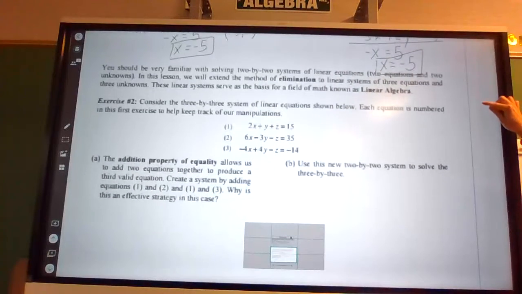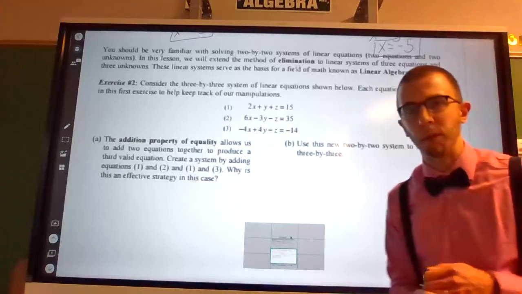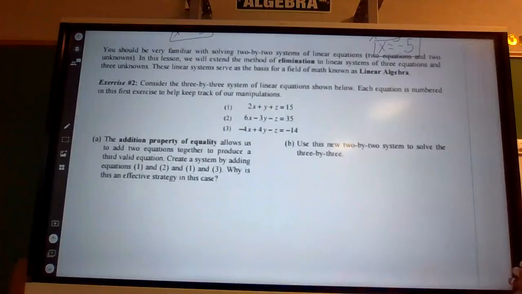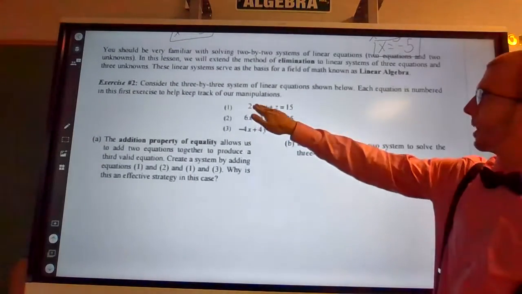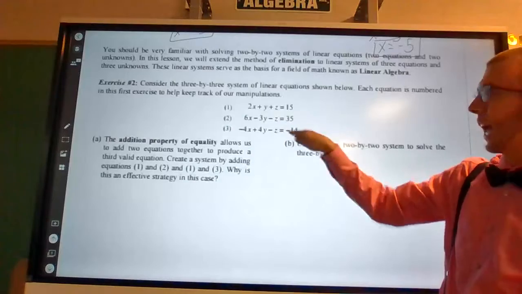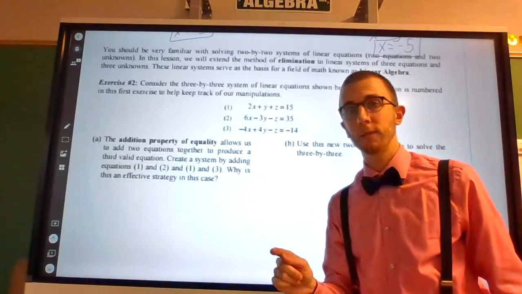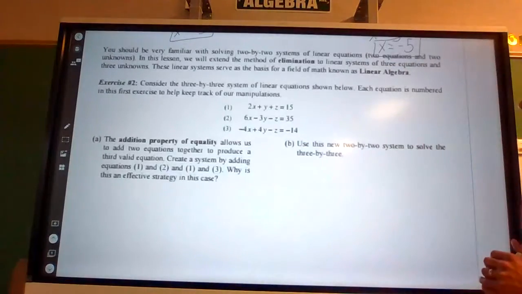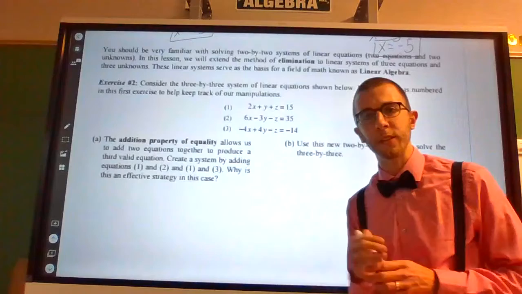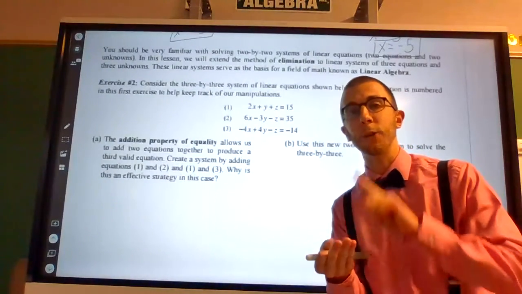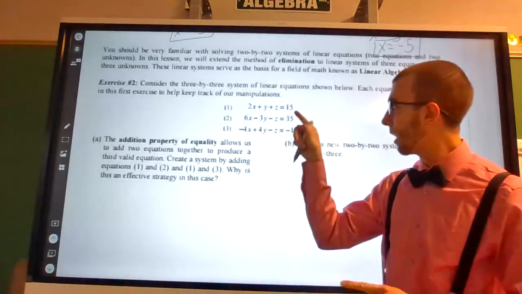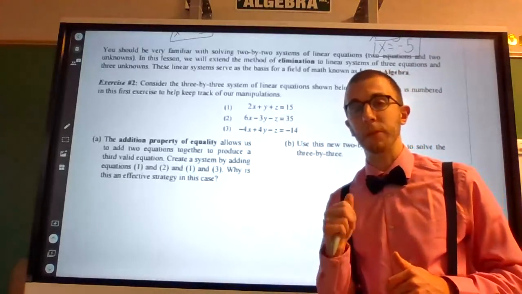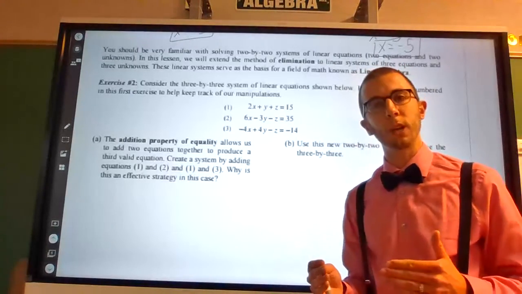All righty. Consider the 3x3 system. Who's ready for this? Yeah, let's see some excitement. Let's see some enthusiasm. 3x3 system of linear equations. As I mentioned, each of these equations now has an x, y, and a z. Don't get scared by that z though, okay? He's not that scary. All right? When we are done solving this system, we will have an x value, a y value, and a z value that solves, or satisfies, each of these equations at the same time. It's really cool how that can work out.